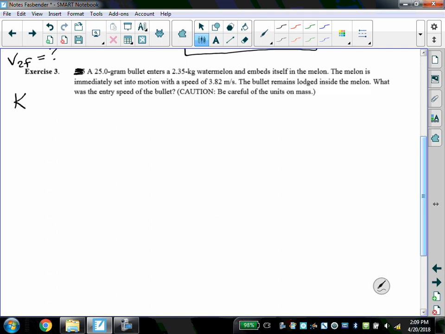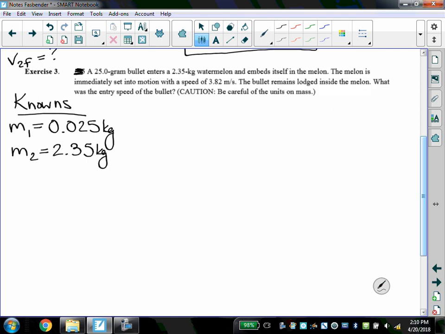But yet again, we're given a ton of knowns. So let's make a knowns table. We're going to start with the mass of the bullet, and it's 25 grams. Now, we always work with kilograms, so I'm going to write that as 0.025 kilograms. Mass of the watermelon is 2.35 kilograms. Looks like that watermelon starts with an initial velocity of 0 meters per second. But it does say that the melon is set into motion with a speed of 3.82 meters per second.